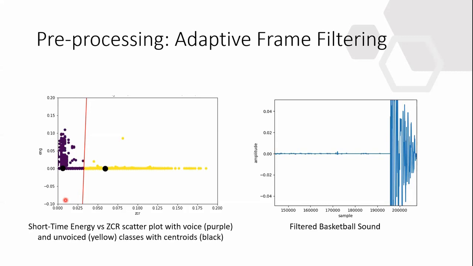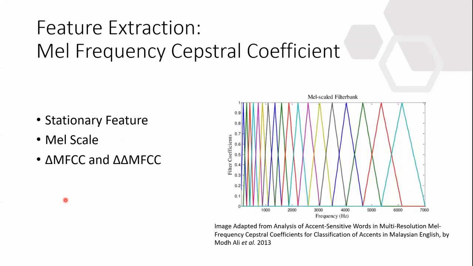Now that we have our frames ready, we can send them to the feature extraction stage. The feature that we extract here is the Mel frequency cepstral coefficient, MFCC for short. MFCC is a stationary feature, which means that it only looks at the frequency information in our frames. It is based on the Mel scale, which is the same scale as the one in the cochlea in the human ear. This scale gives higher resolution at lower frequencies and lower resolution at higher frequencies.